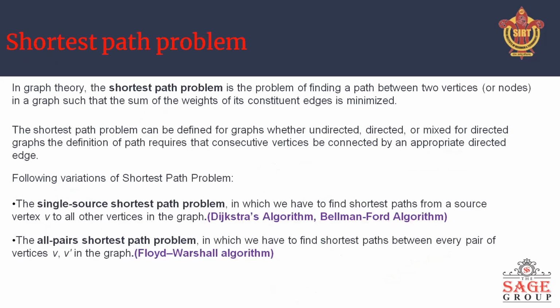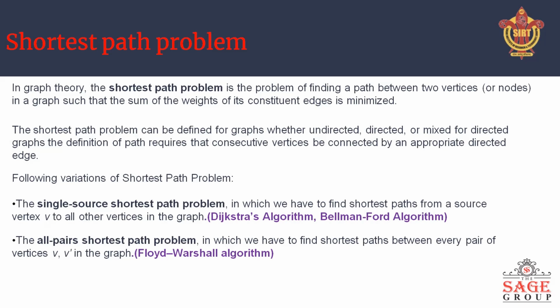Now after the basics of graphs, we reach our main topic, which is the shortest path problem. In graph theory, the shortest path problem is the problem of finding a path between two vertices in a graph such that the sum of the weights of its constituent edges is minimized. So we have to find the smallest path between these vertices. The shortest path problem can be defined for undirected, directed, or mixed graphs. For directed graphs, the definition of a path requires that consecutive vertices be connected by an appropriate directed edge.